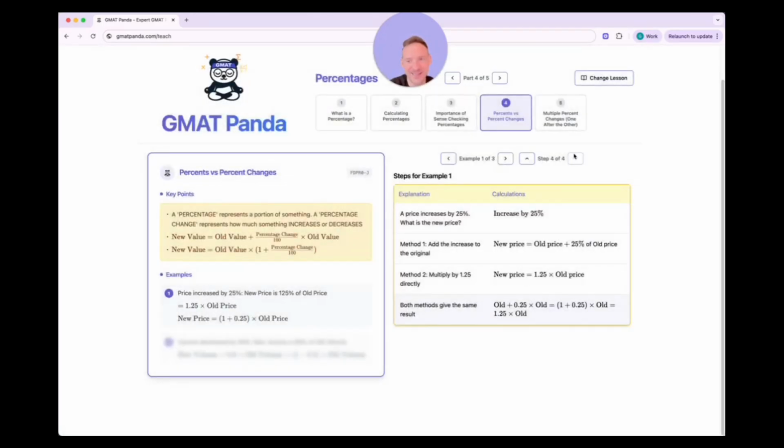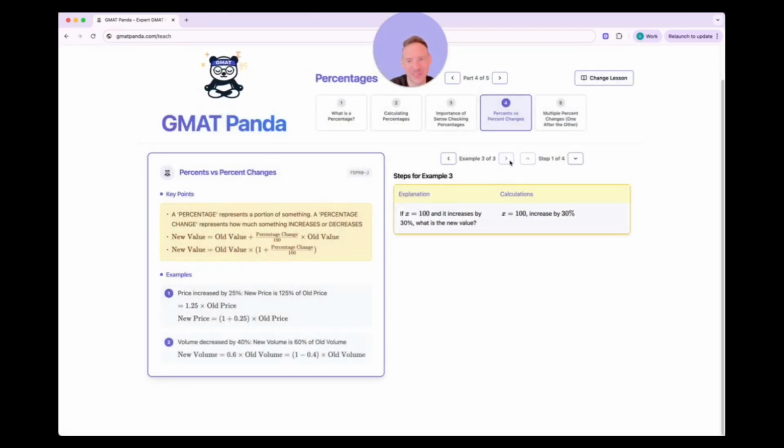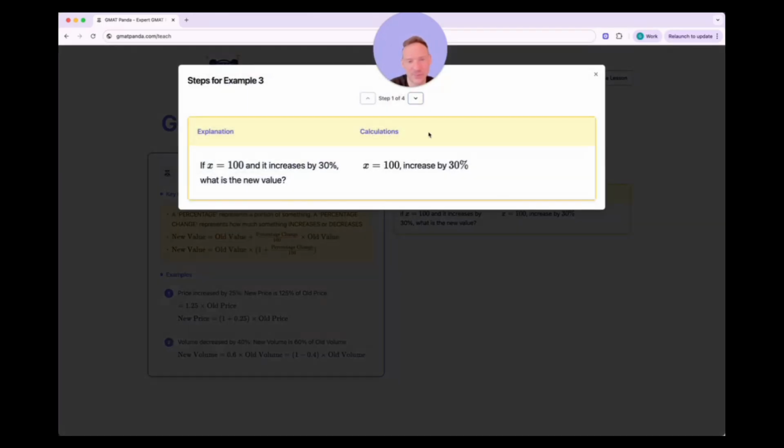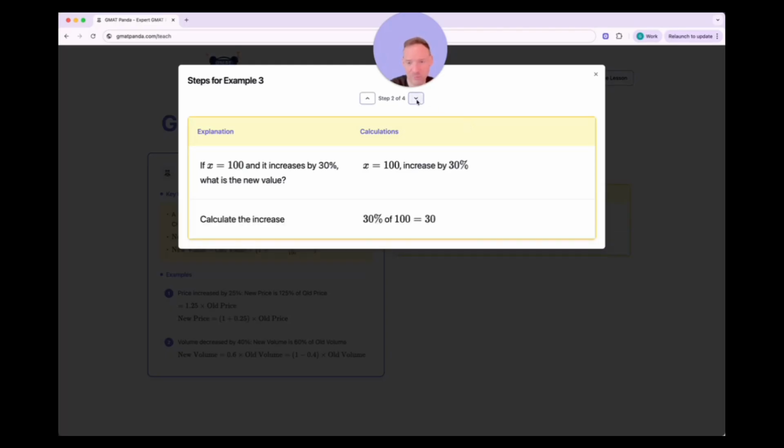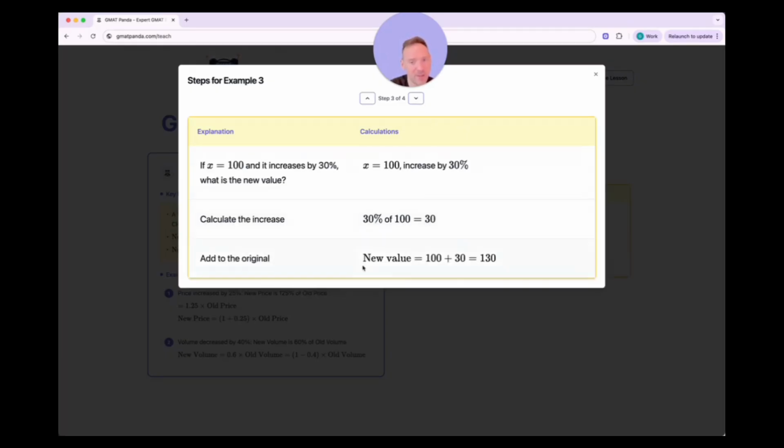Let's see how that translates into a simple example. So if x is 100 and we're going to increase it by 30% and we want to work out the new value, there's two ways of doing that. First of all, we can calculate 30% of 100. That gives us 30. And then we can calculate the new value by adding that 30 to the old value, and we get 130.